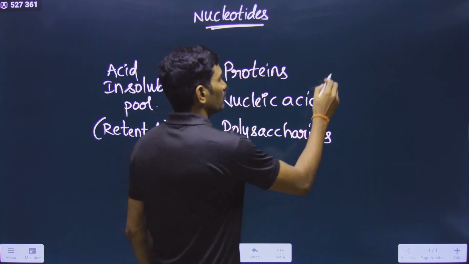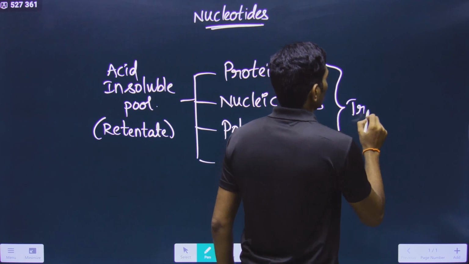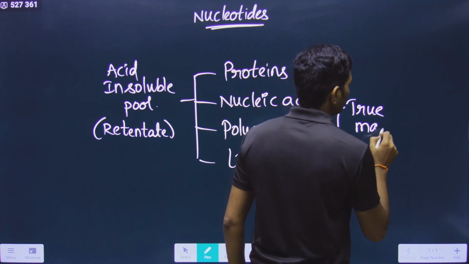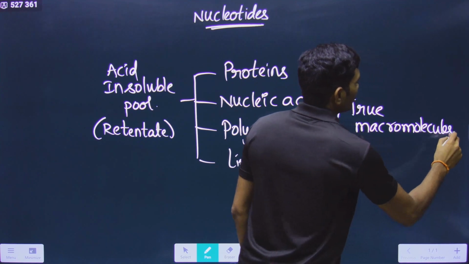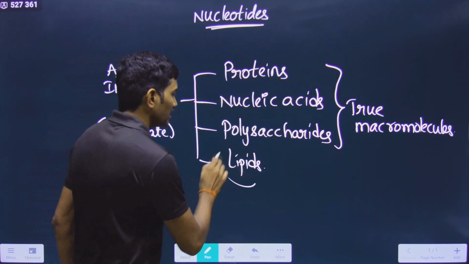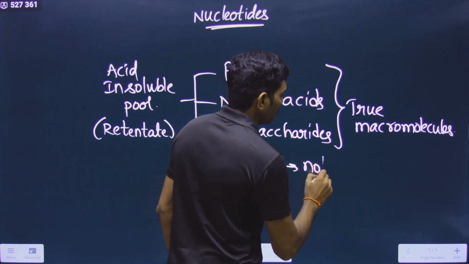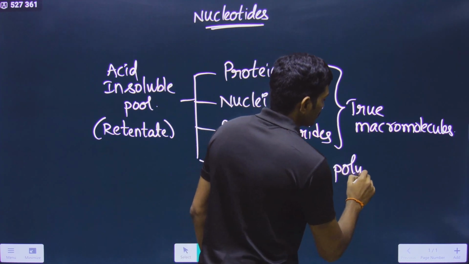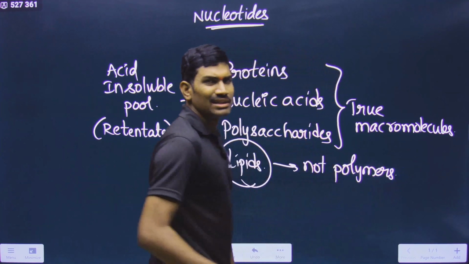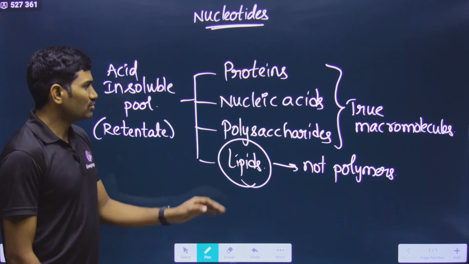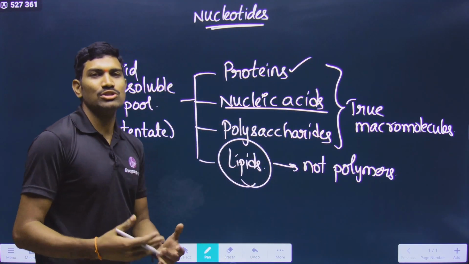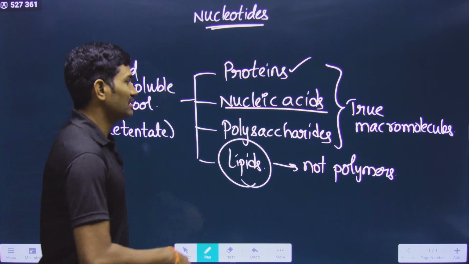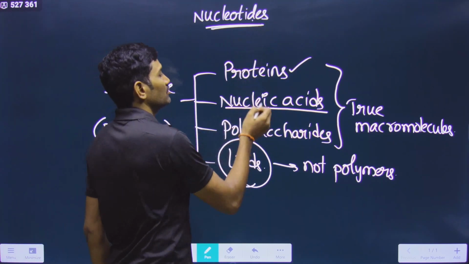Out of these 4, only these 3 are true macromolecules. Why are these 3 called true macromolecules? These are the actual polymers, whereas lipids are not polymers. Anyhow, in the next lecture we will study lipids only. In this lecture we will study nucleic acids. Already we studied proteins. Proteins are polymers of amino acids. Nucleic acids are polymers of nucleotides.